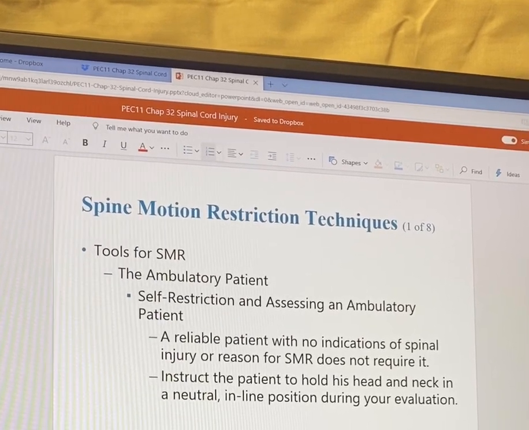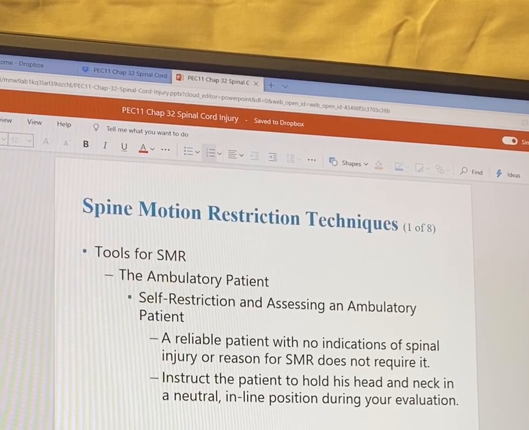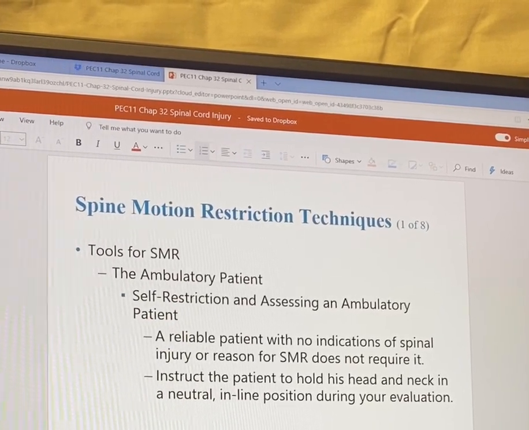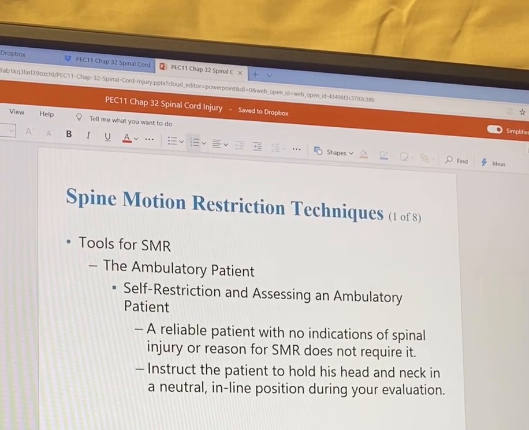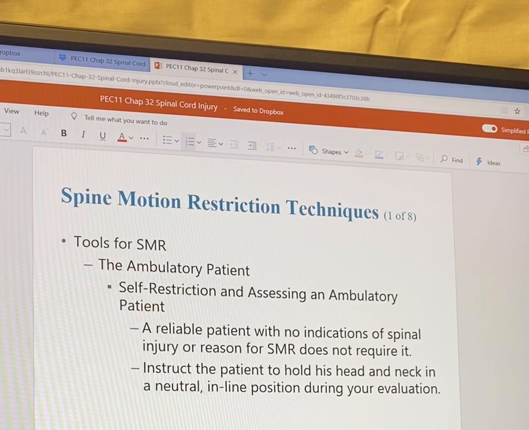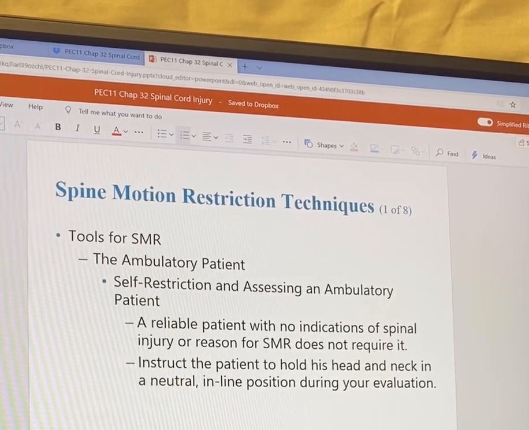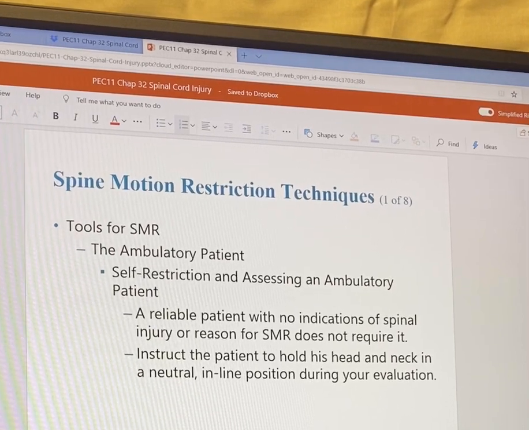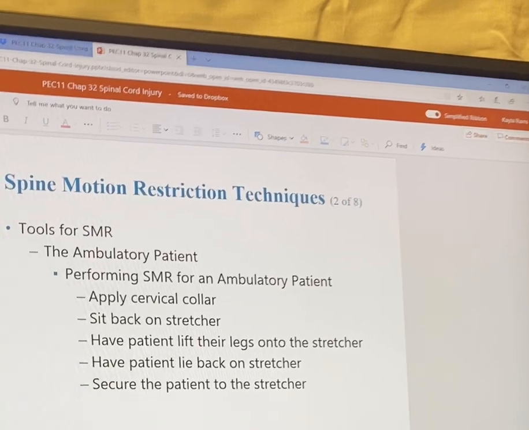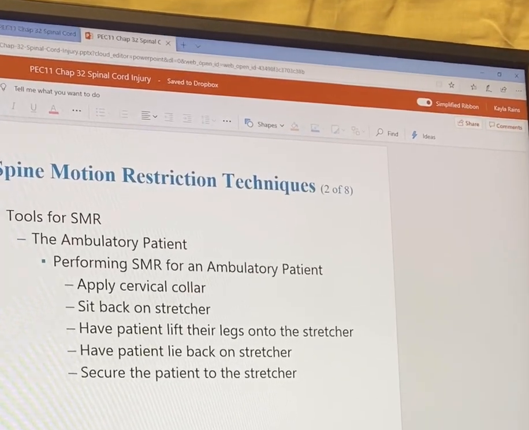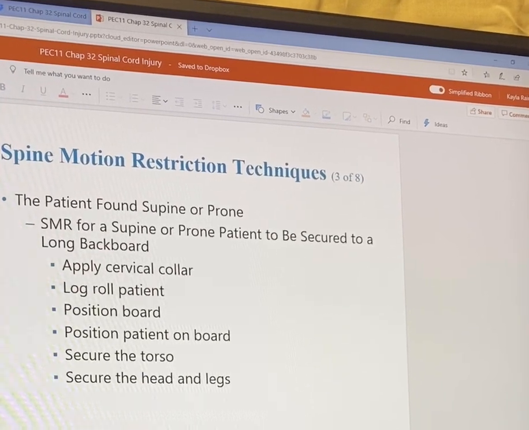You want to assess the patient for any kind of pain. Ask them if they have pain anywhere else, especially in their neck or along their vertebral column. Palpate the posterior vertebral column gently. Determine if they have any abnormalities to the bones in there. Assess their PMS. Instruct the patient to remain in a supine position and constantly maintain self-restriction until instructed otherwise by the medical facility.